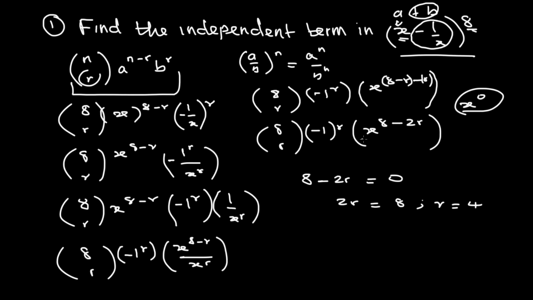Okay, so now we know the coefficient here, so now we can expand this. This is going to give us 8, 4, like that. Then here we're going to have minus 1, 4. And then here we're going to have x, right? x to the 8 minus 2 times 4 is 8. So we can simplify this further. This gives us positive 1. This gives us 1. So our independent term is going to be 4.